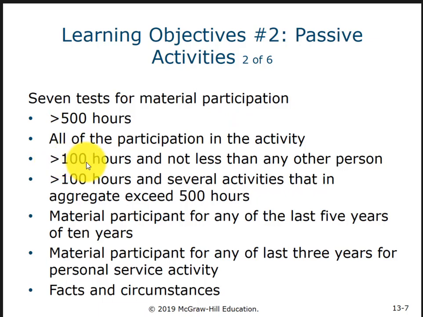Okay? Or it could be over 100 hours and not less than any other person. I mean, you're more than anybody else. There are other people in the activity, other employees, other partners, whatever, but you have more than any of them. Okay? Or 100 hours in several activities, and they aggregate. So if you have multiple activities, you can aggregate them to get your 500 hours. Okay? Or you passed this test for 5 years out of the last 10. All right, and if it's a personal service activity, meaning you provide something like legal services, those are the types of things considered personal service activities.